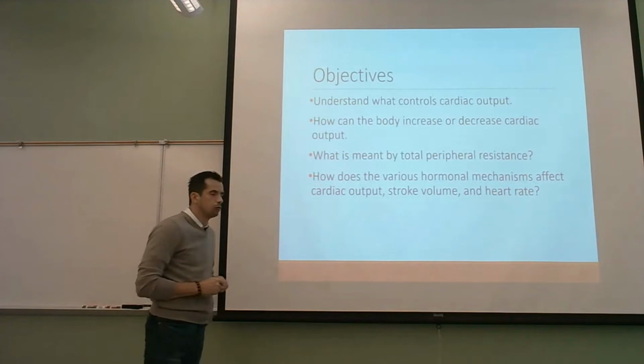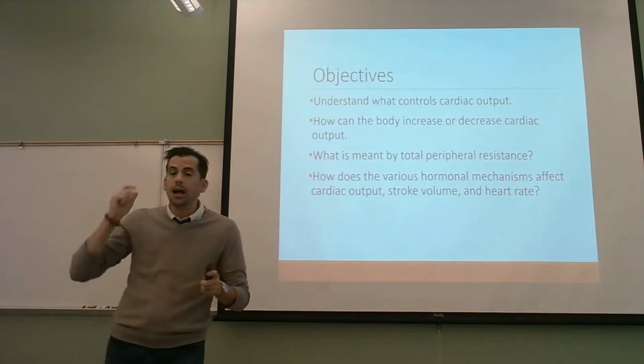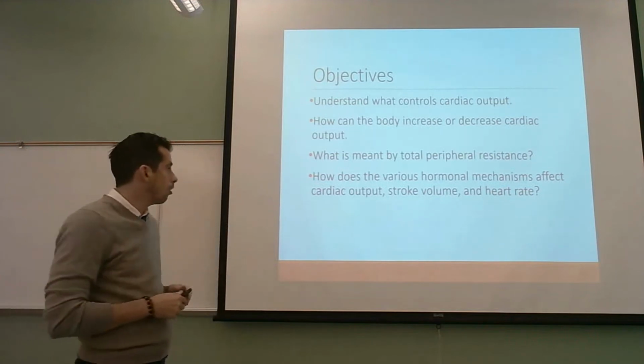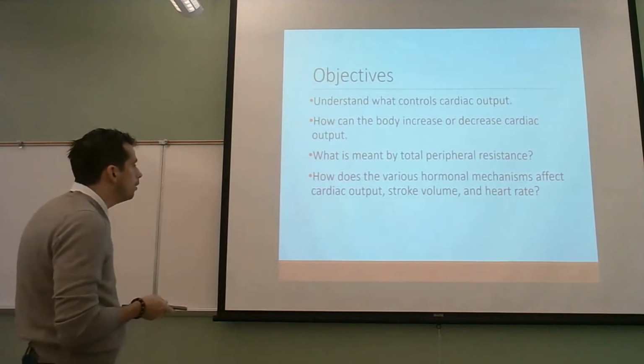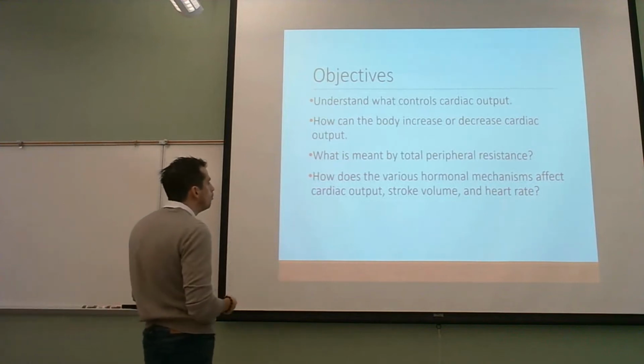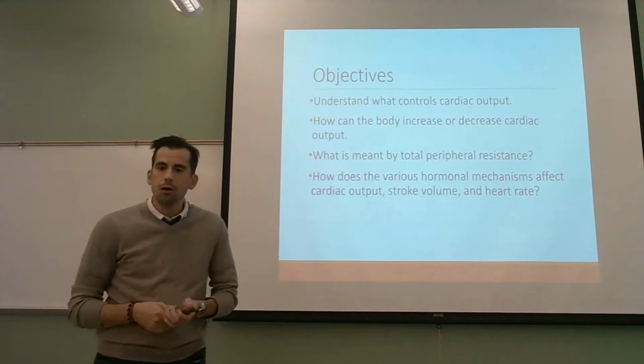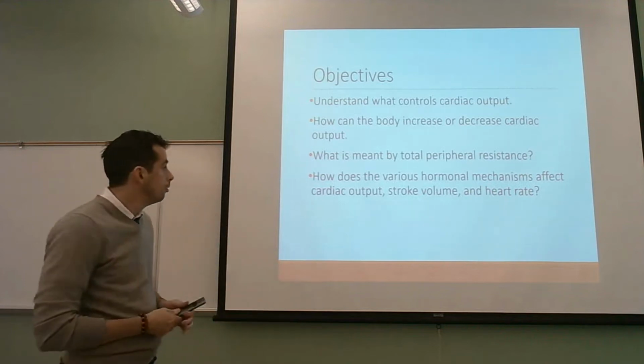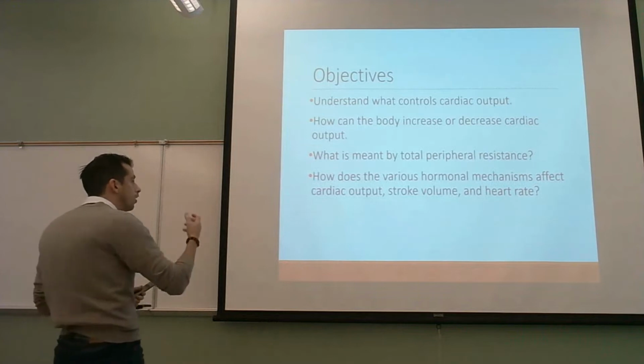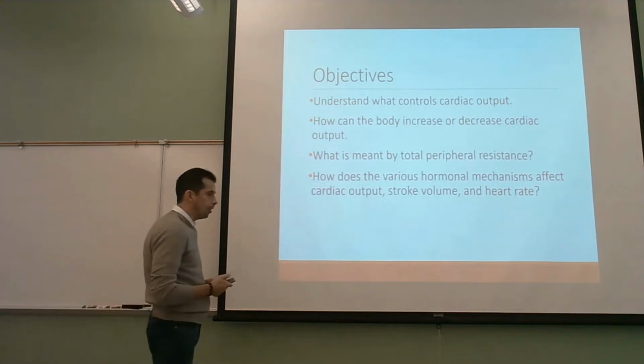We're going to look at a concept called total peripheral resistance and how that impacts blood leaving the heart. And then finally, when all is said and done, we'll look at some hormonal mechanisms that relate right back to our last topic of blood pressure changes to see how that affects cardiac output, stroke volume, and heart rate.